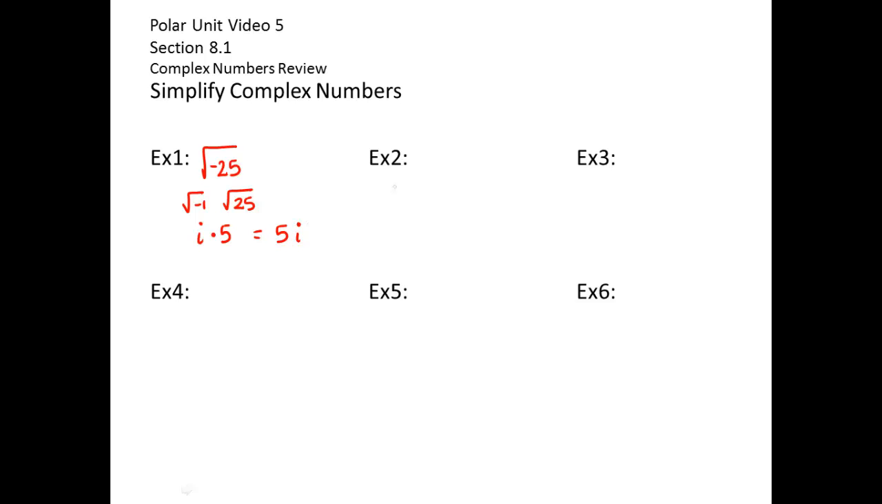Example number 2 is the square root of -120. Well, this time I'm going to have to consider that 120 is not a perfect square. So I have the square root of -1, the square root of 4 and the square root of 30. The square root of 30 cannot be broken down any farther because the only factors inside of 30 are 3, 10, 2, and 15, and none of those are perfect squares. So therefore, I'm going to simplify this first part as 2i, and then we're going to leave the square root of 30.